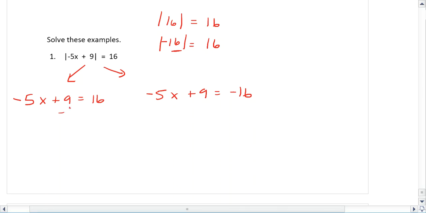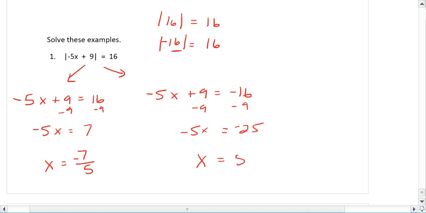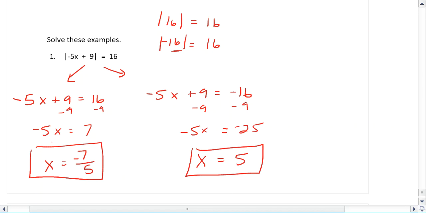So here if we subtract a 9, we get negative 5x equals 7, divide both sides by negative 5, and we get negative 7/5. That's one of our answers. Over here, we get negative 5x equals negative 25, and dividing both sides by negative 5 gives us a positive 5. So these are the two answers that would work if you plug them into this absolute value. And you can check them if you'd like.